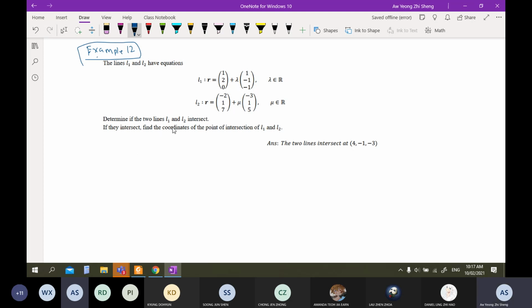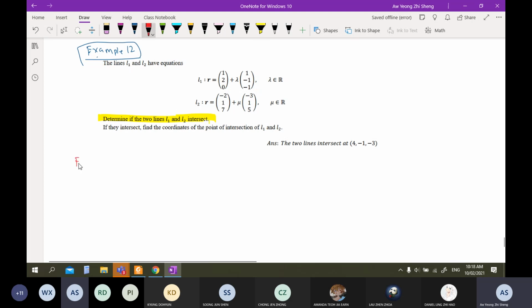Check whether the two lines intersect or not. You should recall the procedure that we learned on page 14. First step, equate the equation of the two lines. Second step, pick two equations to solve for lambda and mu. Third step, use the third equation for checking. Fourth step, conclude. So this is a 4-step procedure. Now we want to check whether the two lines intersect or not.